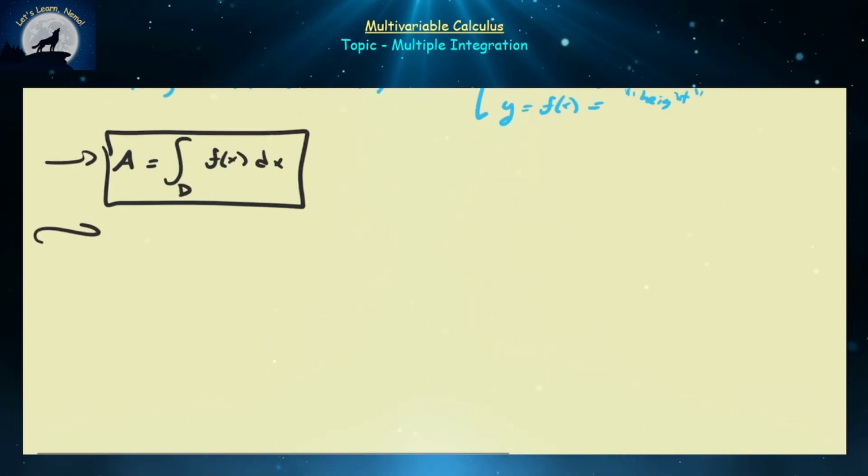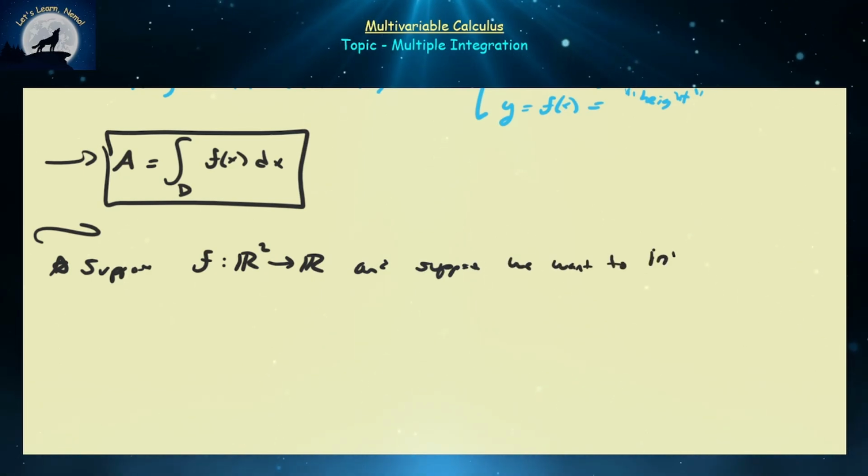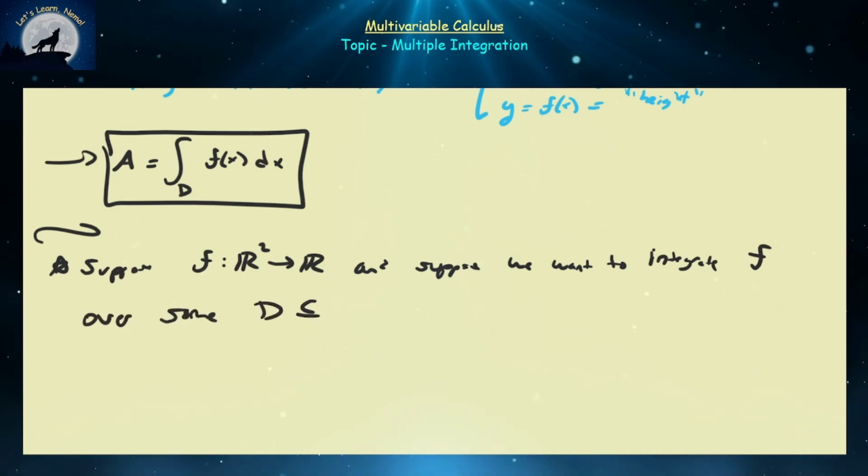So now we're going to try and extend f to higher dimensional domains. In particular, let's suppose that f, instead of sending R to R, sends R2 to R. So now we're going to have a two-dimensional domain. And let's suppose we want to integrate f over some domain D, a subset of R2.